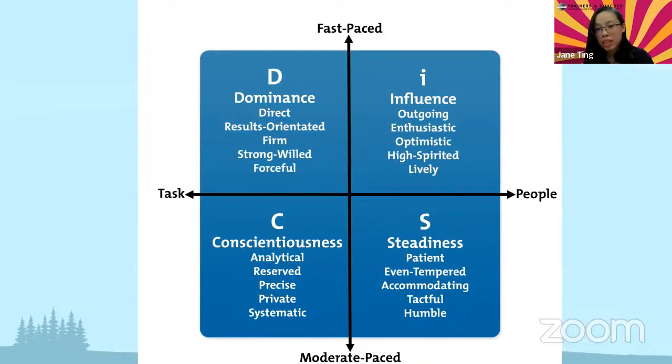They're outgoing, enthusiastic, optimistic, high spirit, and lively. And come to C and S. They are slower, but that doesn't mean they are bad. They are slower because they focus so much more on accuracy. One is focused on the work part, the task oriented, which is the C. And the S part, they like to deal with people, but at the same time, they are not so energetic.